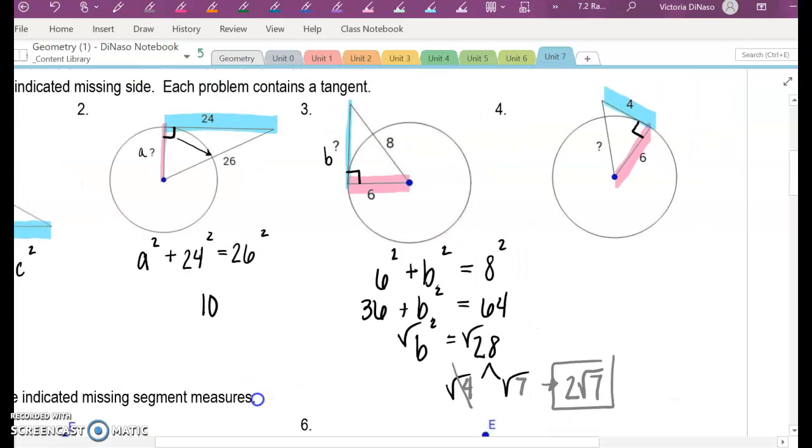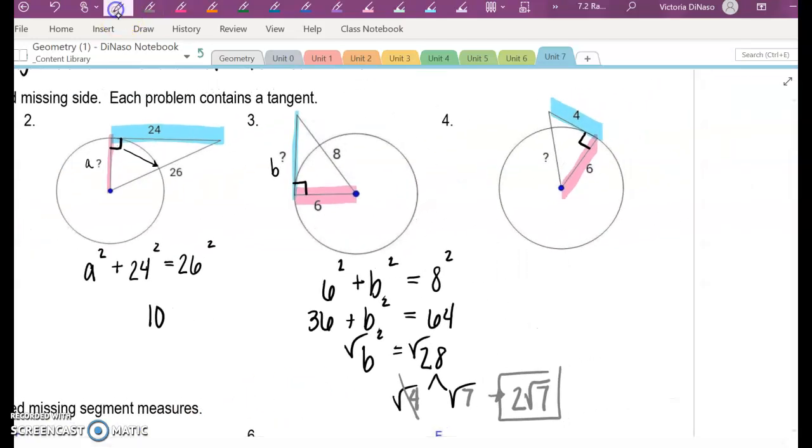And then number 4, again, Pythagorean theorem. In this case, we're looking for C. We're looking for that hypotenuse. So we're going to do 4 squared plus 6 squared equals C squared.